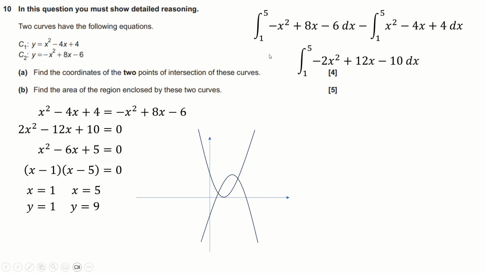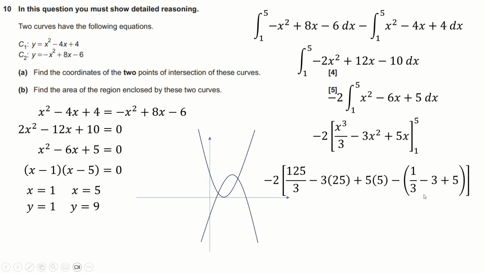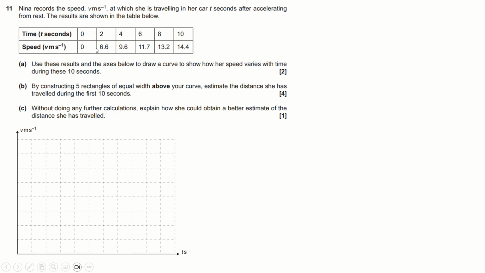I factored out minus 2 from here just to make the numbers easier, integrate everything, put in the 5 and the 1, type that into a calculator, and you get this here. I used my phone, which is why I got this horrific mixed number. But in any case, it's fine. We get 2 marks for doing a bit of plotting.